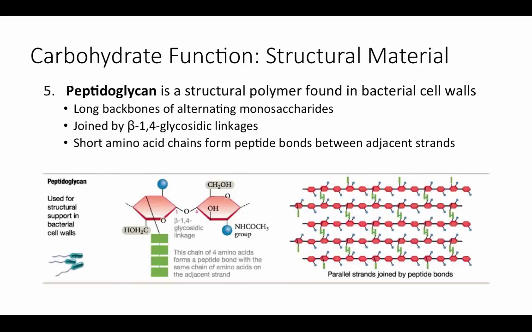A final structural carbohydrate that I just want you to be aware of is found in bacterial cell walls. So bacteria need to have structural support to maintain its cellular shape. And this carbohydrate is called peptidoglycan.